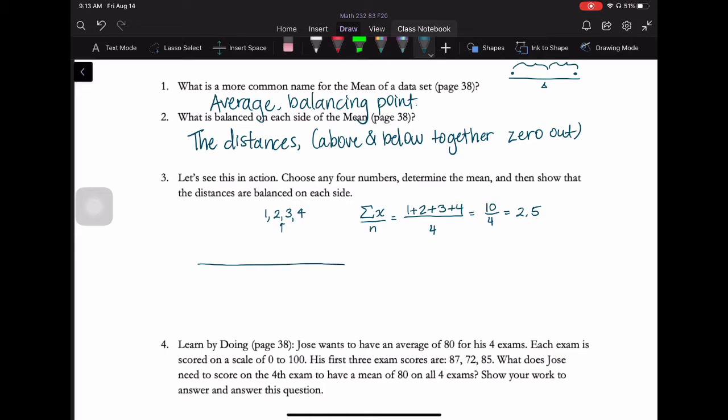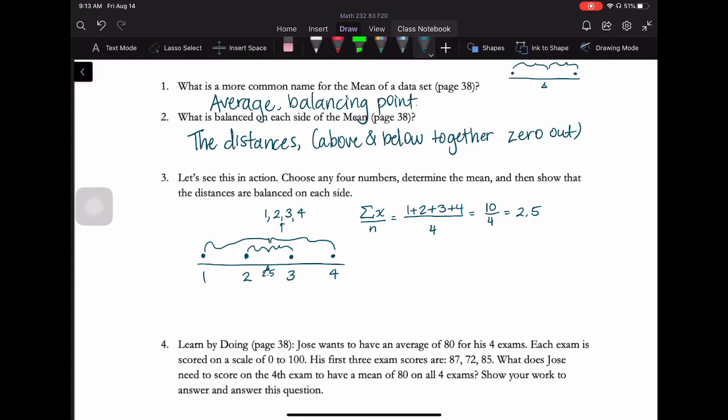I'm going to make a number line. And put a point for each of my values. So think of these as weights. Well, here's my median, or I'm sorry, here's my mean. And how far away each of these points are from the mean is zeroed out or balanced out.